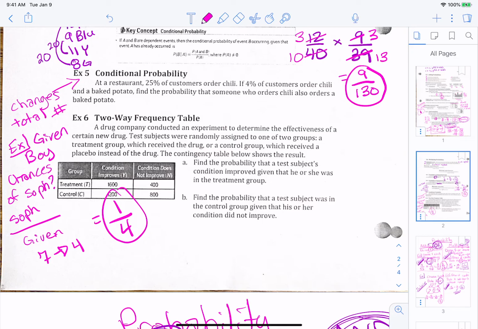Okay, does that make sense? So that's how that changes. Your given goes as your bottom number. All right, now let me erase that. Okay, let's go up here.